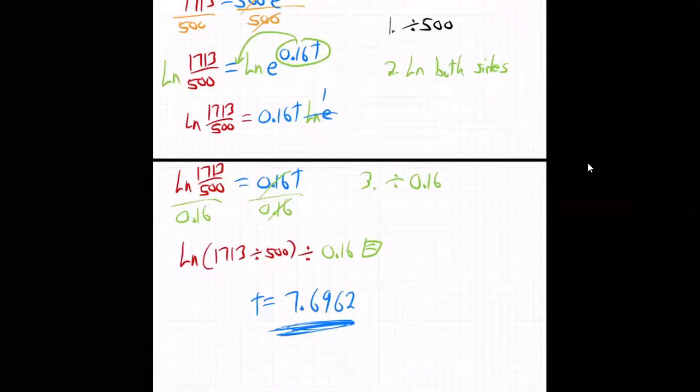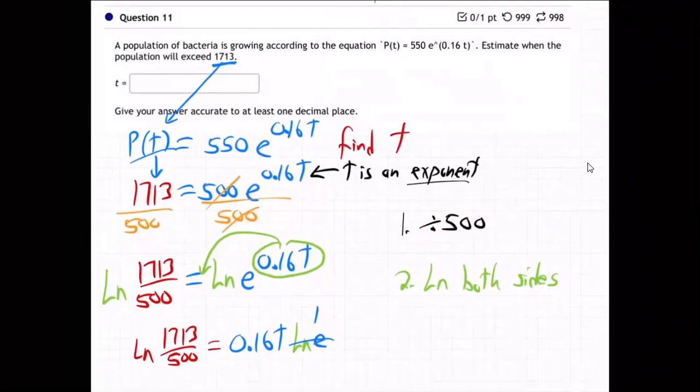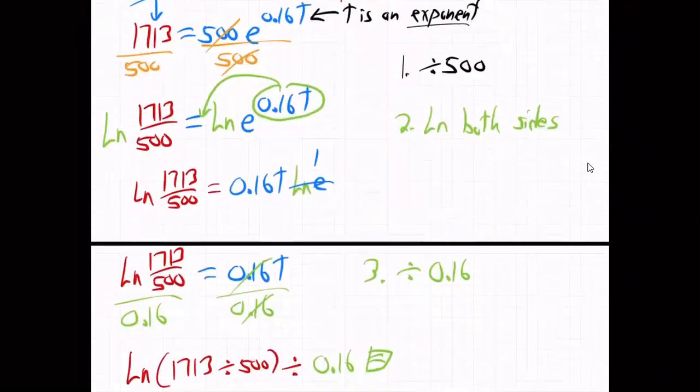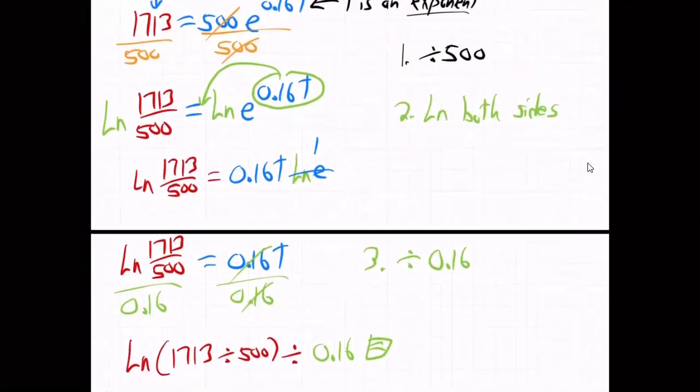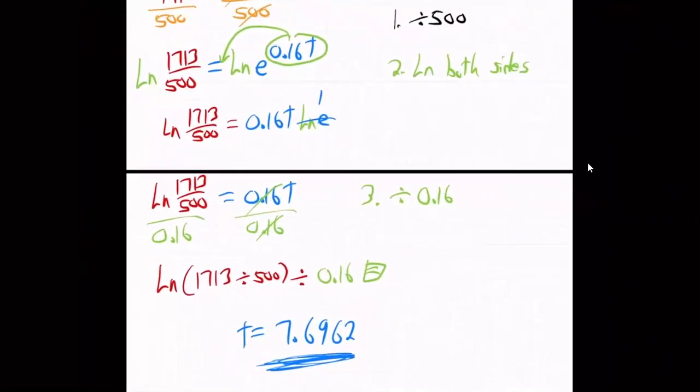There it is. So again, we use the equation they gave us to solve an exponential equation from the notes. You got to divide by the 500, ln both sides. That lets the power drop down. And then ln of e is 1, and then just divide by the 0.16. And we get our answer. There we go.